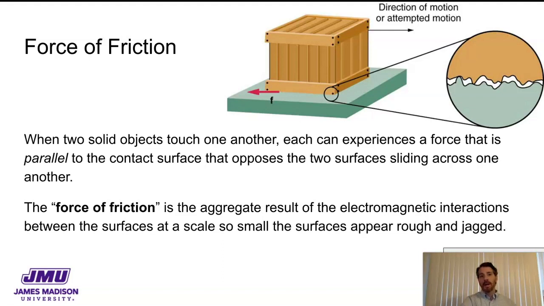When two objects are in contact with each other, especially two solid objects that have surfaces that are rough, those rough surfaces might feel very smooth to us, but at the microscopic scale, if they're rough, then when the two objects slide across each other, those jagged edges will interact to try to prevent the two surfaces from sliding across each other. The force of friction is, as it says here, that aggregate result of those interactions at a scale so small that the surfaces do appear rough and jagged even if they feel smooth to our touch.